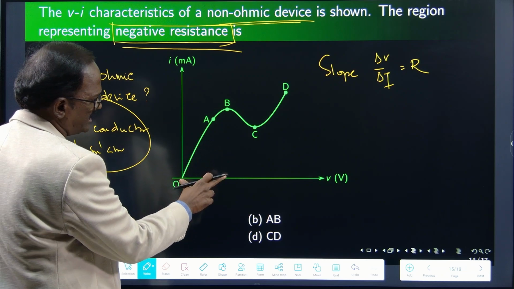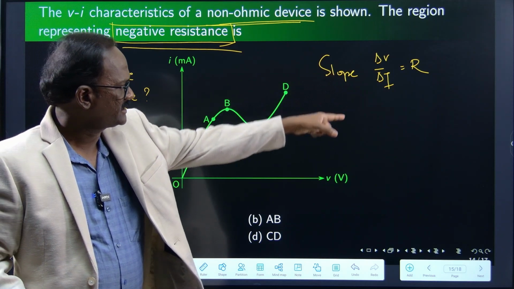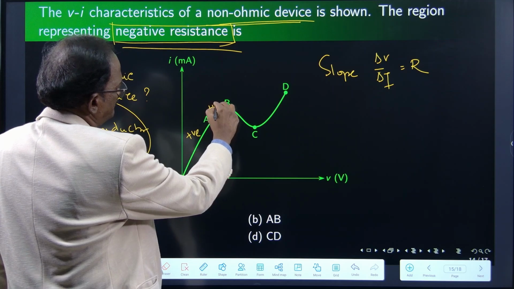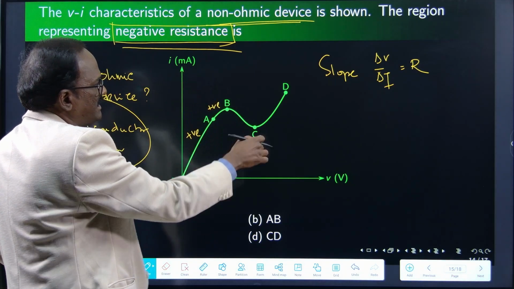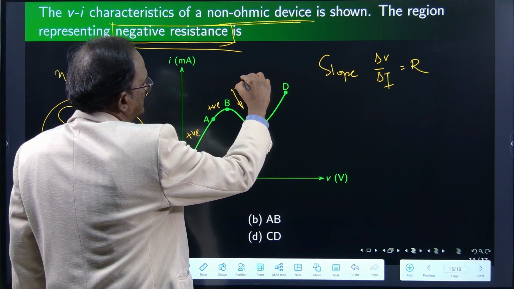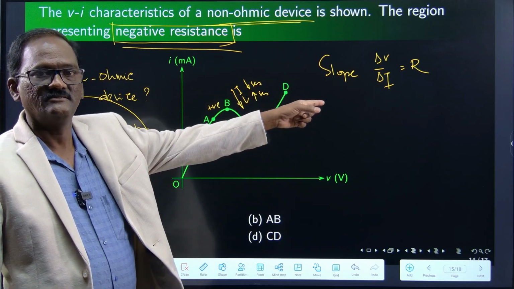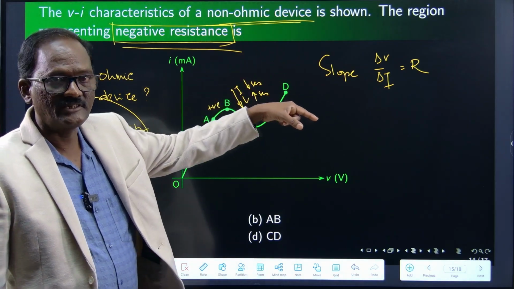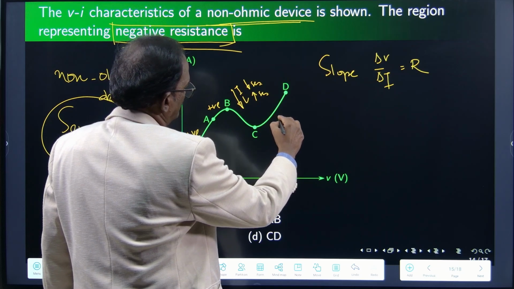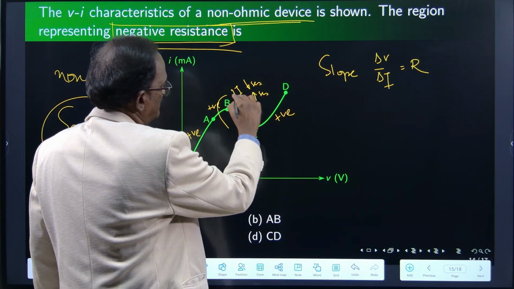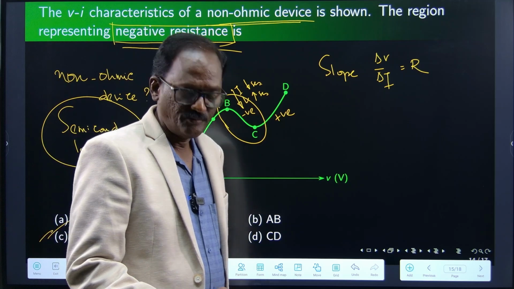Let us separate. Here voltage is increasing, current is also increasing, in OA. So this is positive. In AB also positive: voltage is increasing, current is increasing. But here voltage is increasing, current decreasing. Current I decreases, but V increases. Both should increase for positive resistance. Here I decreases, but V increases. In the others both are increasing, so they are positive. So in this region it is negative. The answer is BC. V positive, but I negative.